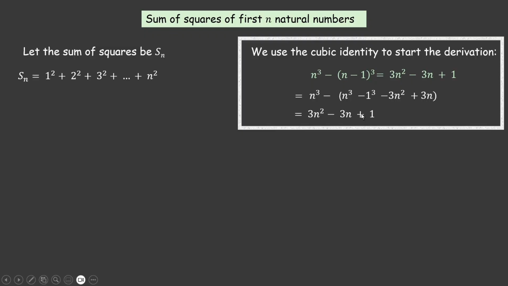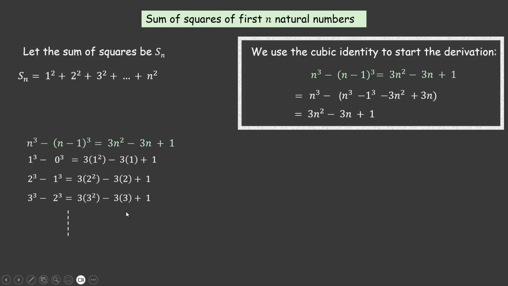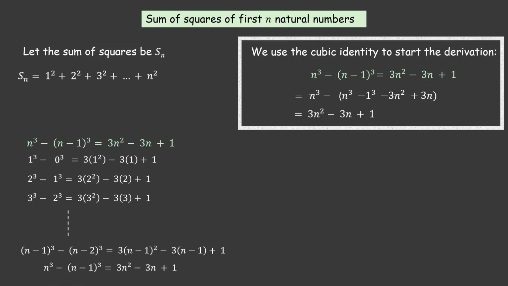Now had we started with difference of squares, the square terms would have cancelled out, leaving us with only the linear term. But we need n square term in the right hand side. Correct? That is why we picked difference of cubes here. Now see what happens when we write this out for every number from 1 to n. When n is 1, 1 cube minus 0 cube is equal to 3 into 1 square minus 3 into 1 plus 1. When n is 2, when n is 3, and so on till when n is n minus 1 and finally n. Let us now add them up.